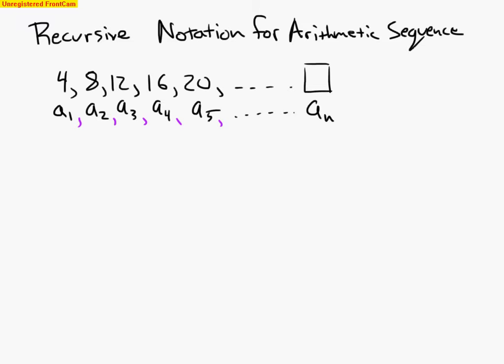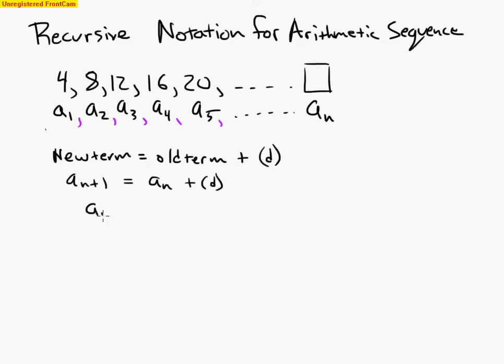The recursive notation for the arithmetic sequence is basically going to be talking about new and old terms. The basic idea that we have is that my new term will always equal my old term plus the difference. Okay? So we have special notation for new and old term. Usually we use a_{n+1} for the new term and a_n for the old term. Or some mathematicians like to use a_n for the new term and then a_{n-1} for the old term.